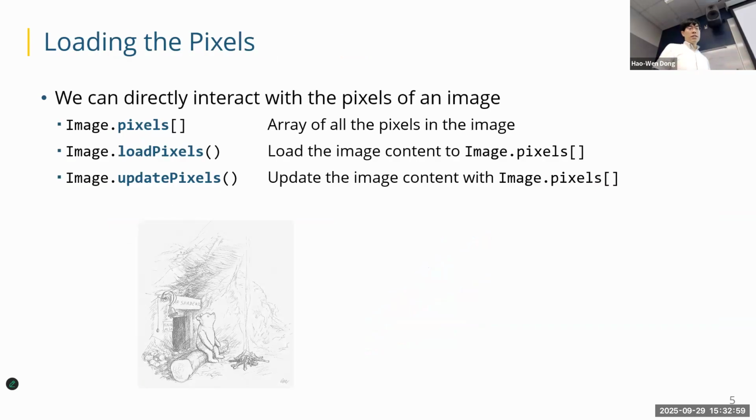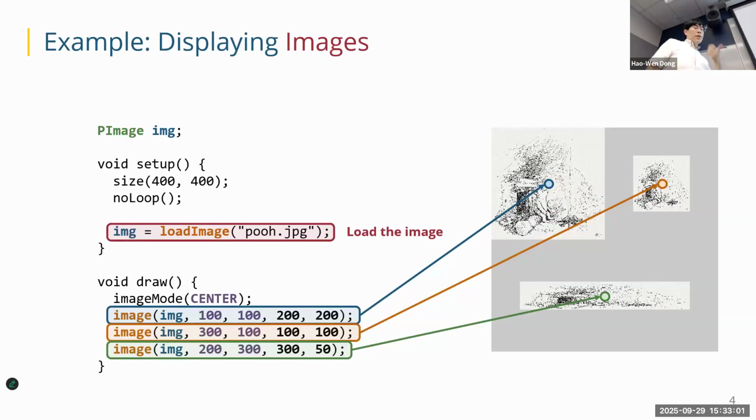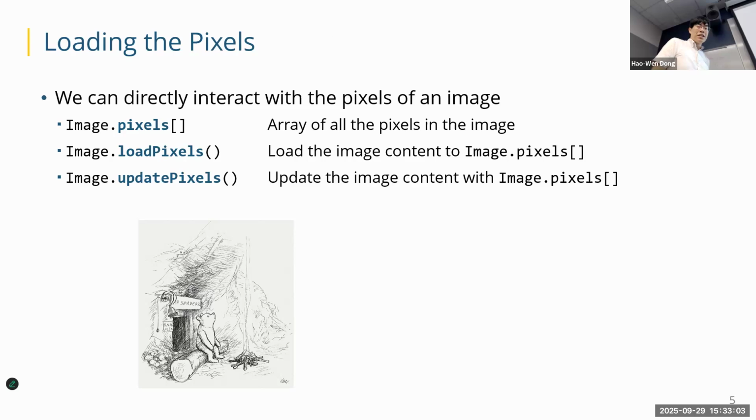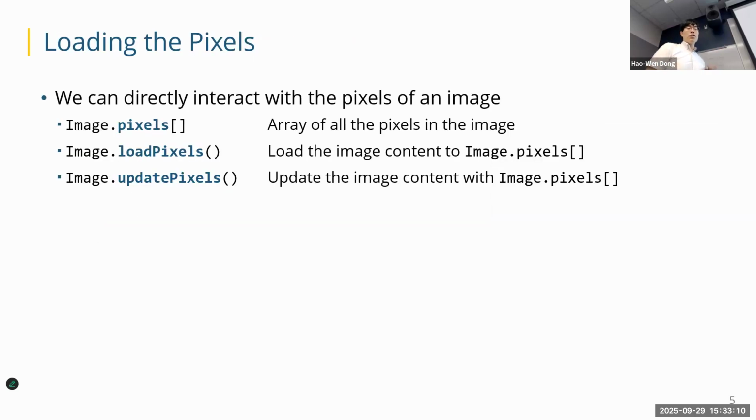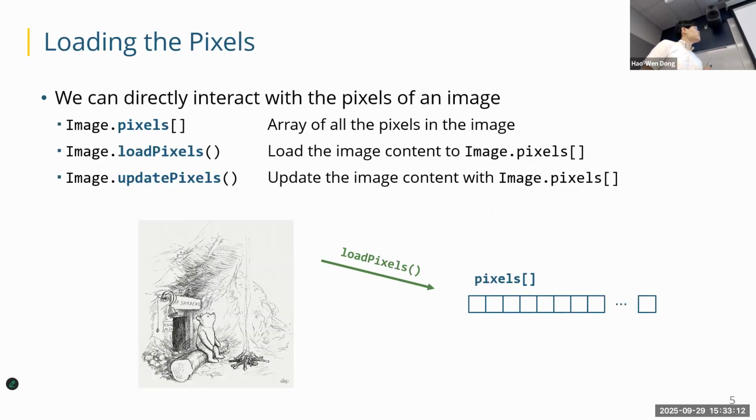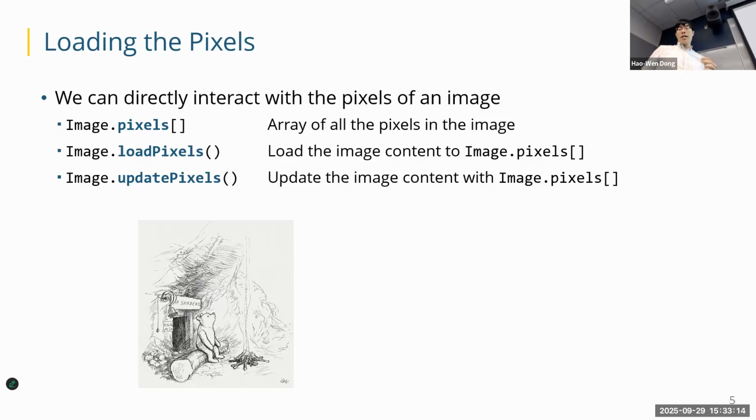Cool. So that's the simplest way to do it. But pretty much you load the image, and it's not just about displaying it. One thing interesting about images in Processing is that you can actually work with those pixels and manipulate them. That's why it's interesting. We can actually interact with the pixels of the image.